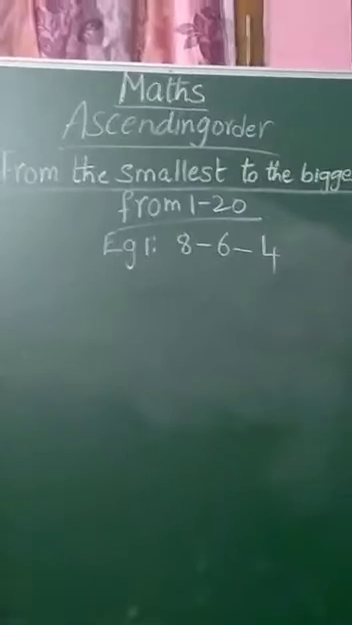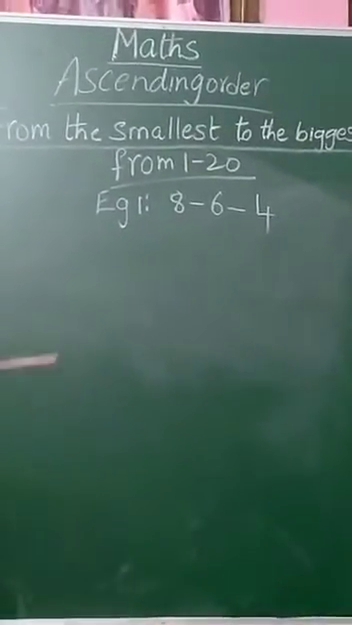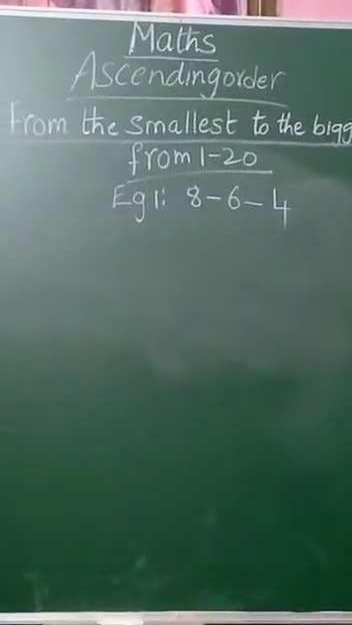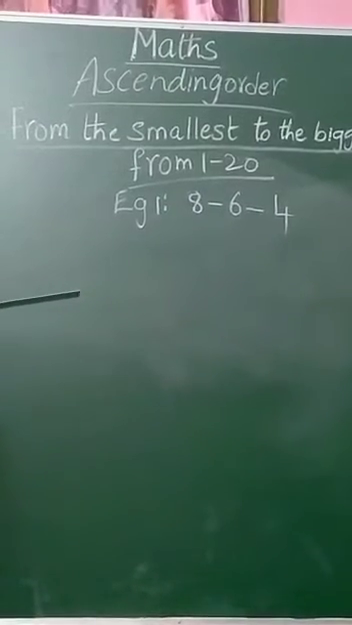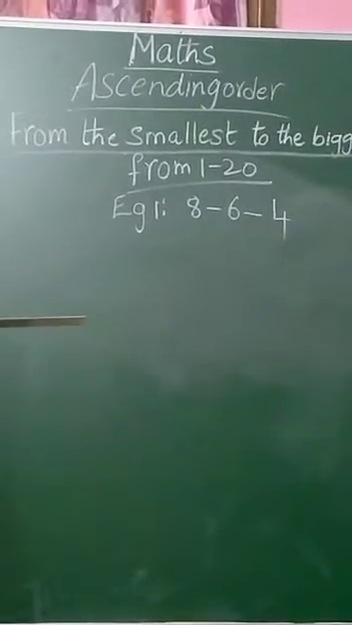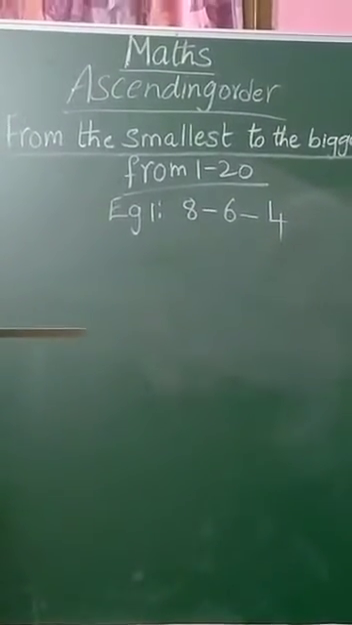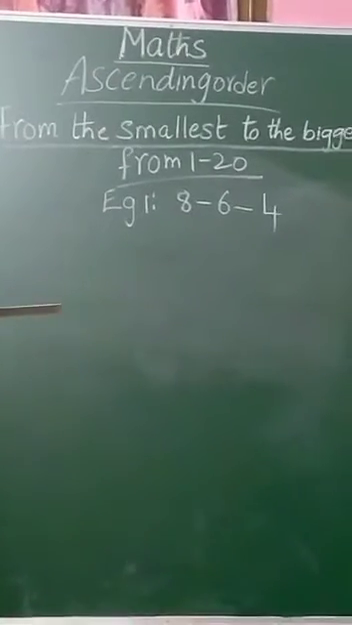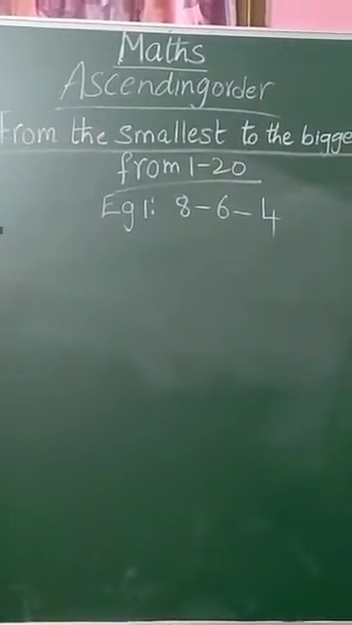From where shall we count the numbers? Yes, from 1 onwards. Do you have 1 there? Not given. Do you have 2? Not given. Do you have 3? Not given. Do you have 4? Look at the board properly. Yes, we are having, children.